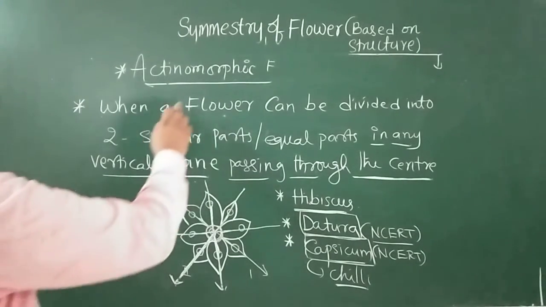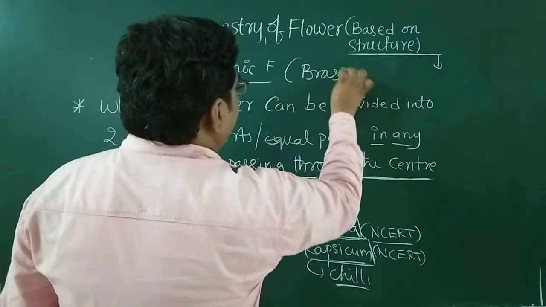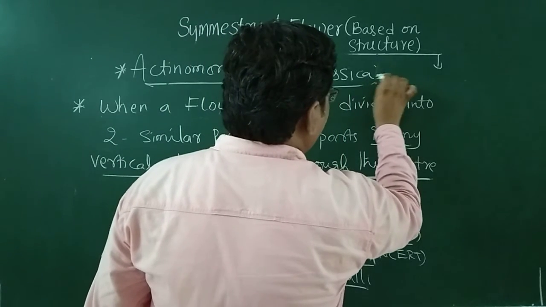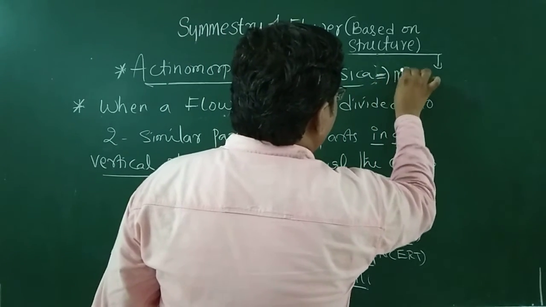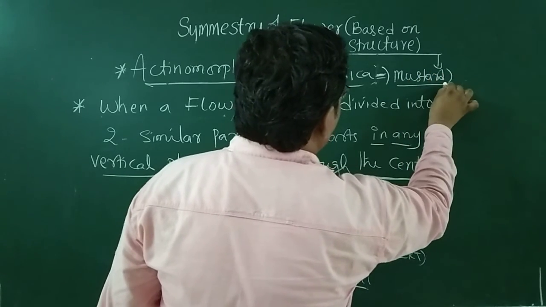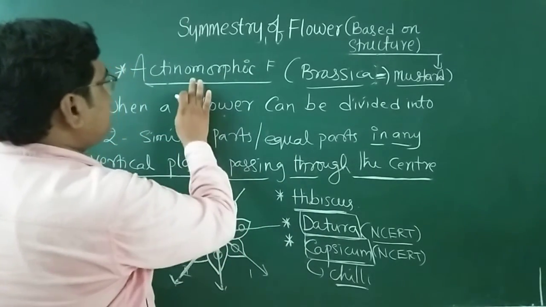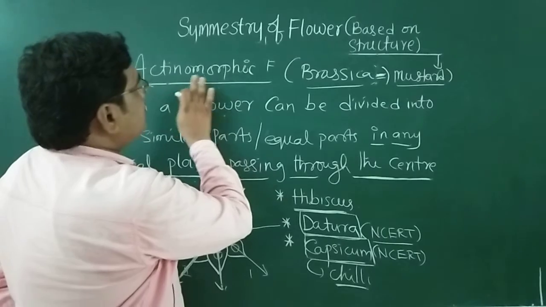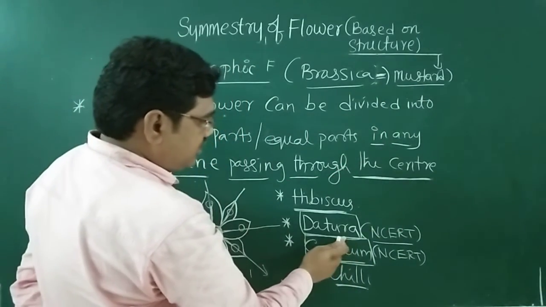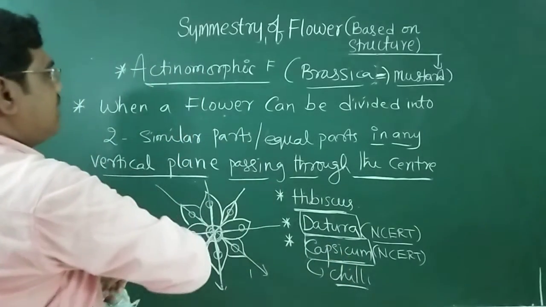Next, one more example is given in the NCERT book, that is Brassica, the mustard plant. So in the NCERT book, the examples of actinomorphic flowers are mustard flowers, datura flowers, and capsicum flowers.